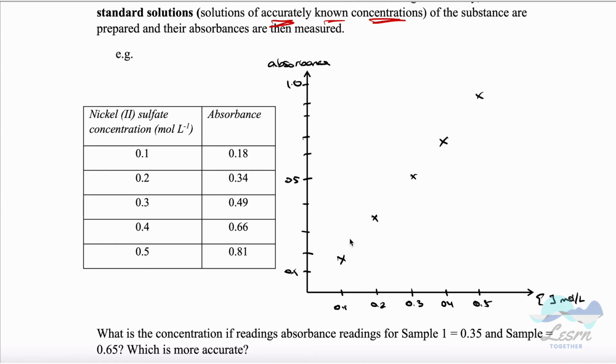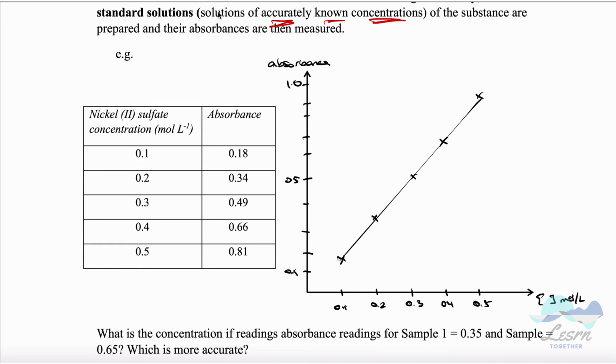And you can see it's a very linear trend, which makes sense, right? As you get more concentrated, there's a greater absorbance. We absorb more of the color because it's more concentrated, yeah? So once we plot these points, the idea is you'll then draw a line of best fit. So if we draw a line of best fit like that, it should look something like that, okay?